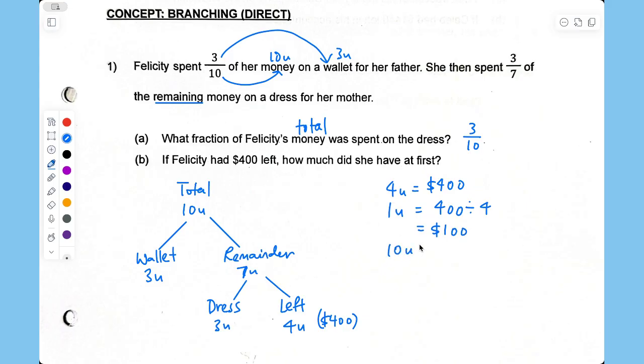The total of 10 units will be $100, which is 1 unit, times 10. And that gives us $1,000. And that's the answer for part B.